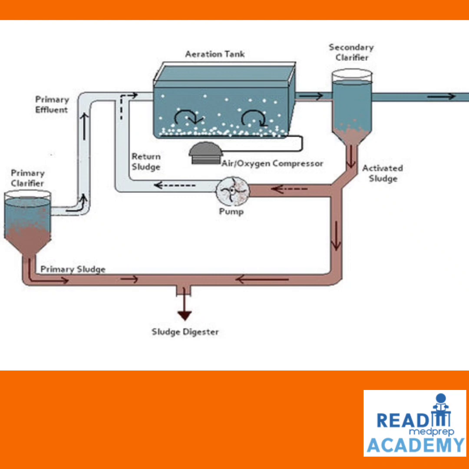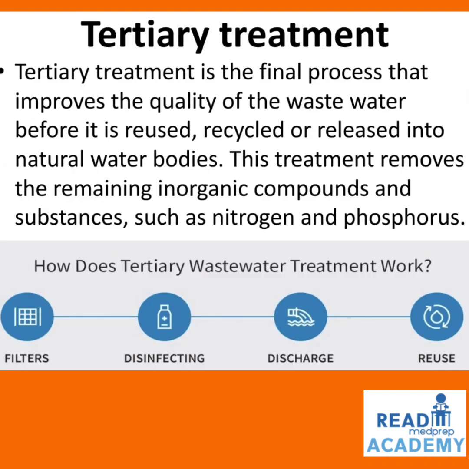The effluent that comes out from the secondary treatment plant is passed on to the tertiary treatment plant. Tertiary treatment is the final process that improves the quality of wastewater before it is reused, recycled or released into the natural water bodies. This treatment removes the remaining inorganic compounds and substances such as nitrogen and phosphorus.